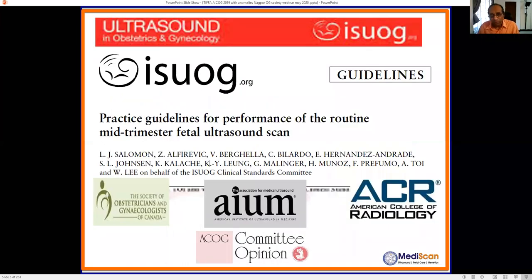Now, we know that almost all international organizations have produced guidelines. And they produce guidelines for performance of routine mid-trimester scan, the AIUM, the ESWOG. So we will stick to ESWOG because I'm part of the ESWOG educational committee and the basic training curriculum in that group. We had sat together and worked out what is the minimum information that is required that needs to be done during a routine scan.